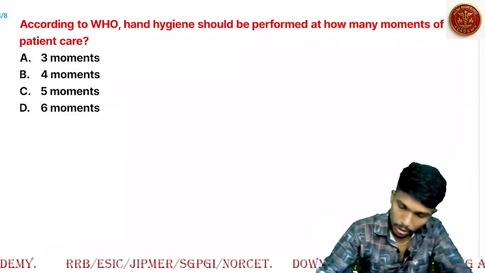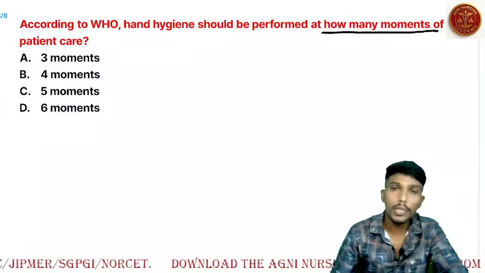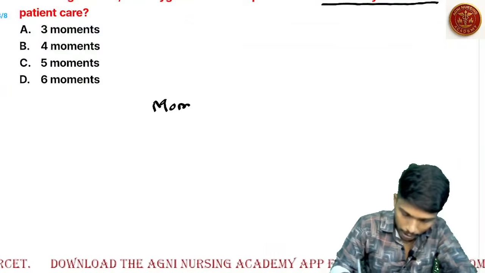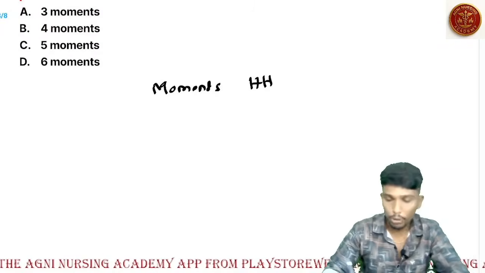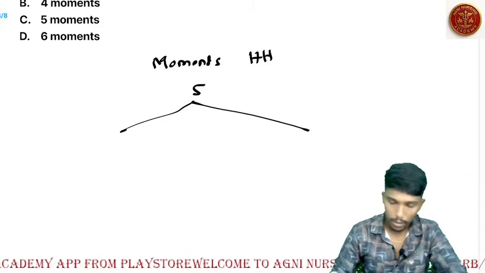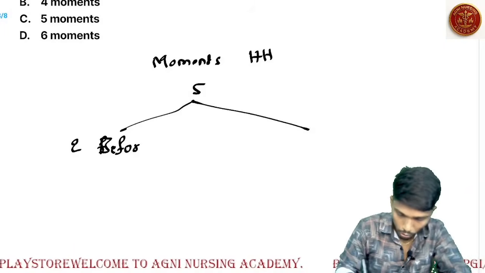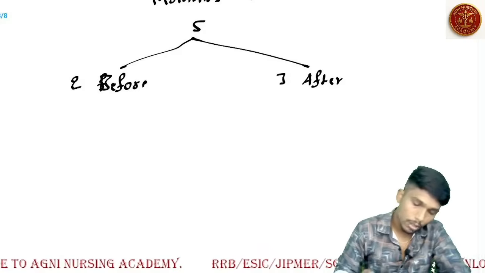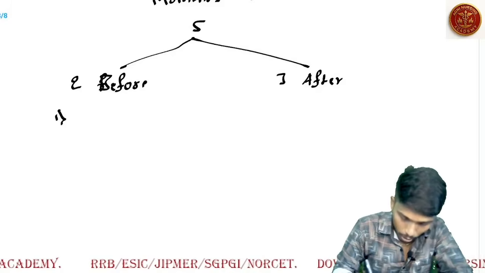This question is on hand hygiene. They asked how many moments there are in hand hygiene. Let us discuss the moments of hand hygiene. There are a total of 5 moments. We have to do it in the proper way: 2 before and 3 after. What does 2 before, 3 after mean? The first moment is before touching the patient.